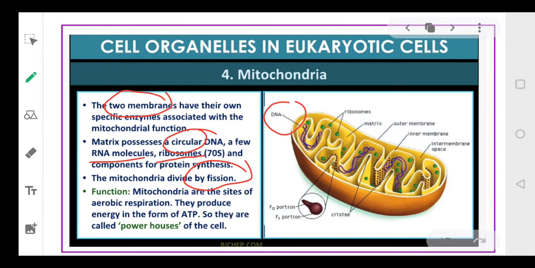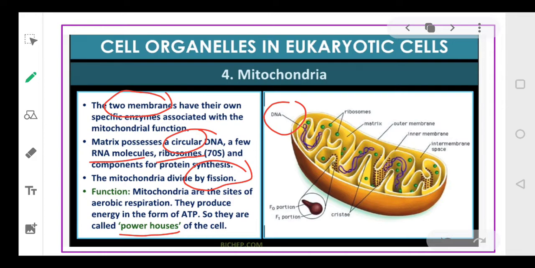Dear students, the mitochondria is a very, very important organelle. It is called the powerhouse of the cell. I hope you have heard this name. Can you tell me, have you heard this name? Powerhouse of the cell. Yes. So tell me, what do you mean by the powerhouse of the cell?